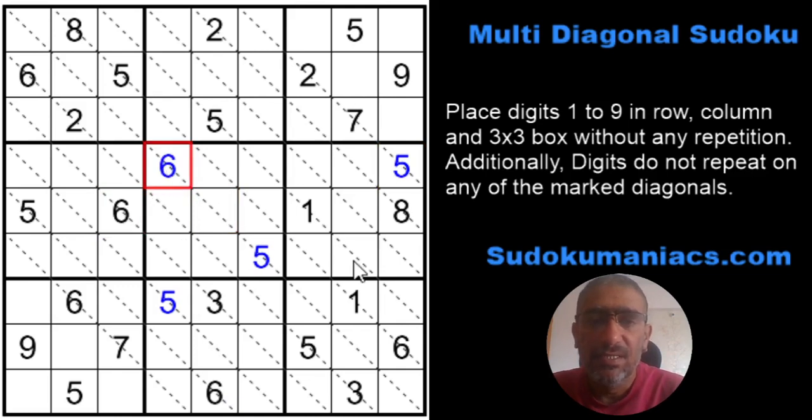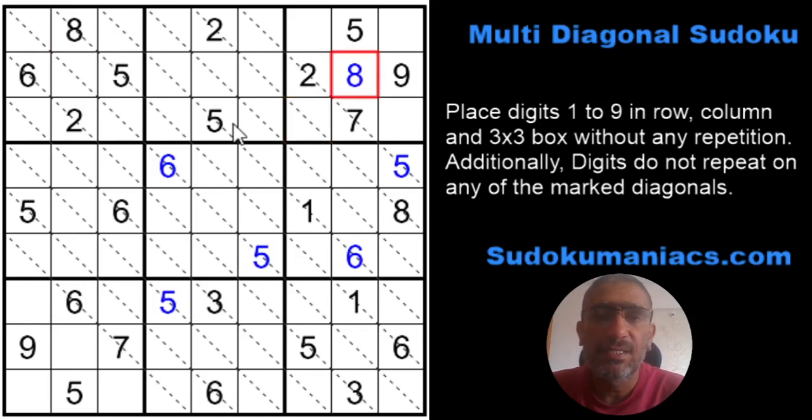6, 6 has to be in these two, but row 6 column 7 shares the diagonal with row 8 column 9. So obviously this cannot be a 6, this becomes my 6, right? So you see how we use the constraint of those diagonal lines where the digits cannot repeat, which helps us in eliminating possibilities. 8 cannot be here or here or here because of the 8s in the rows and column. And row 3 column 7 shares the diagonal with row 5 column 9. So 8 cannot be here as well, which makes this an 8.